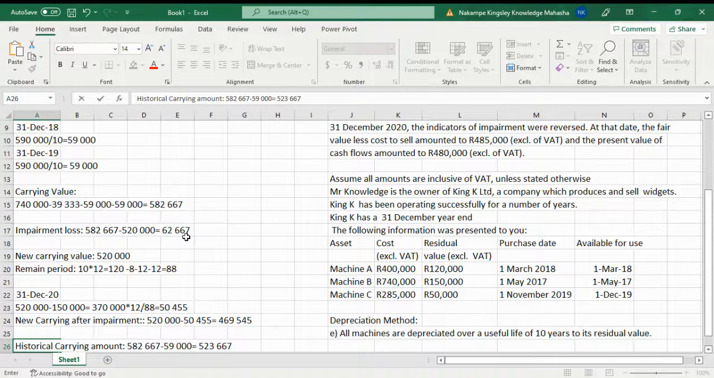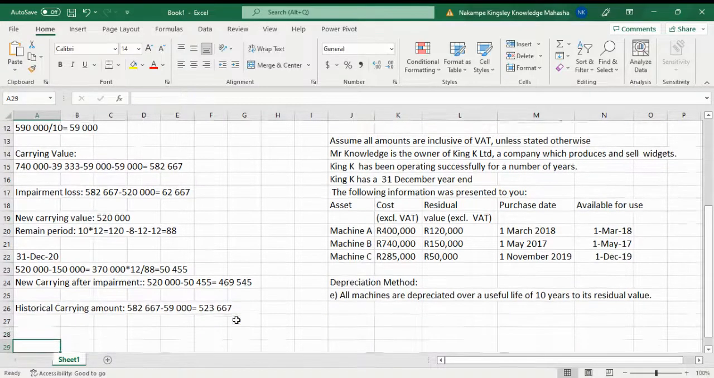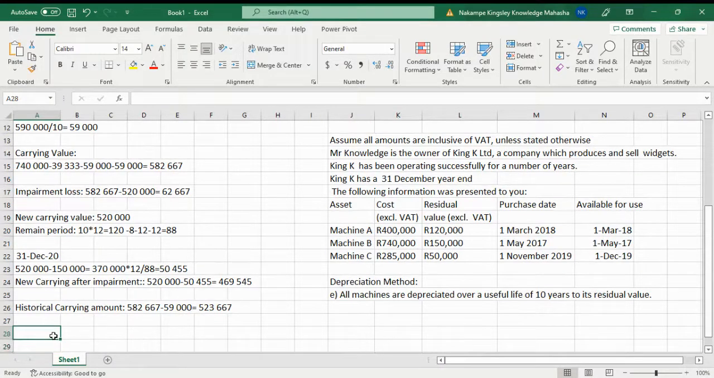Remember that when you are reversing the impairment, it is limited to the historical value, right? So in this case, our new carrying amount is lower. So this means we are going to use this carrying amount to reverse the impairment, right? So you're going to come here and then you write the reversal of impairment.